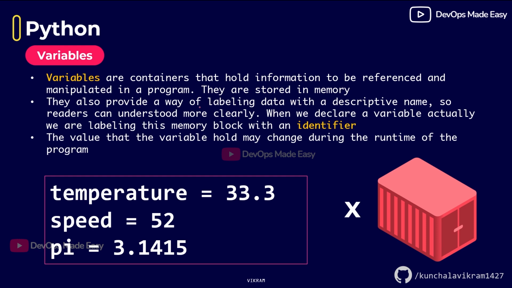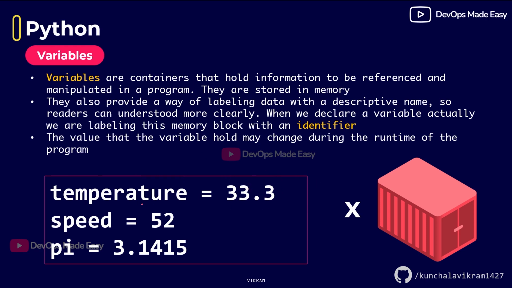They also provide a way of labeling data. Let's say this 33.3 is related to temperature. So now I can put temperature is equal to 33.3. Here temperature is the variable name, and the value it is holding is 33.3. This variable name is also called an identifier, so using this identifier called temperature I can access this value, which is 33.3.